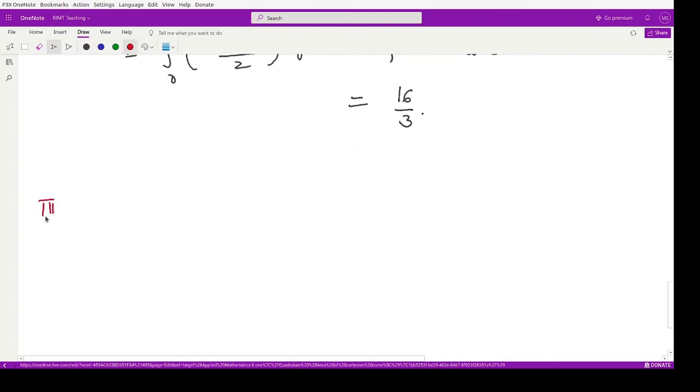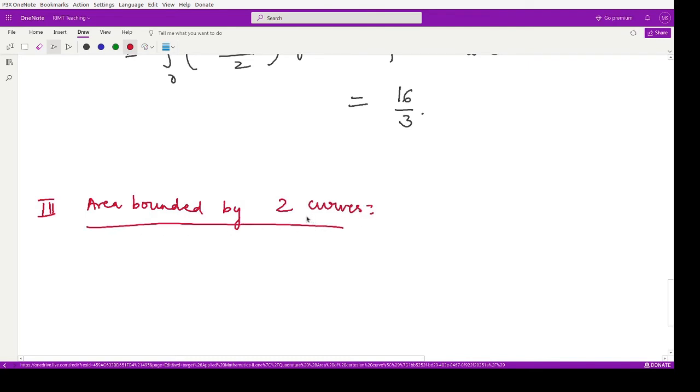The next is, you are to calculate the area bounded by two curves. Suppose the first curve is given to be y is equal to f of x, and another curve is given to be y is equal to g of x. These are two functions which are defined on the interval a to b, and at all points we have g of x less than or equal to f of x, right?